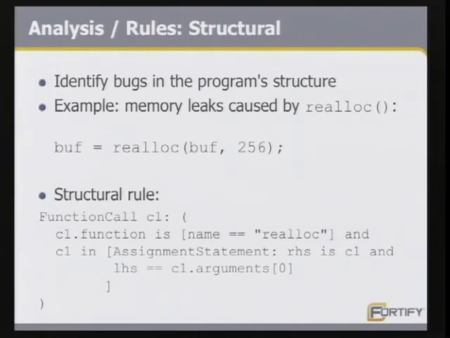Now, the bottom of this slide is a structural rule designed to detect this vulnerability. And you can see it's pretty straightforward, and it corresponds pretty closely with the original source code. We say we're looking for a function call where the name is realloc, and it's part of an assignment statement, where the first argument to the function is the same as the thing being assigned to, the left-hand side of the assignment statement.